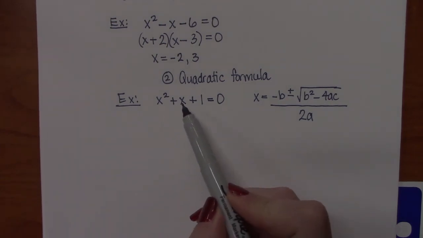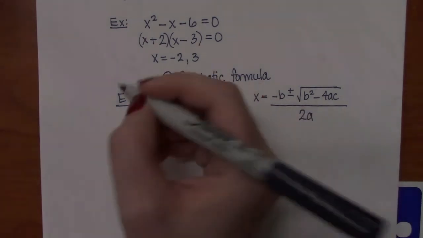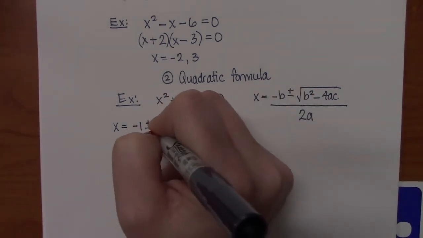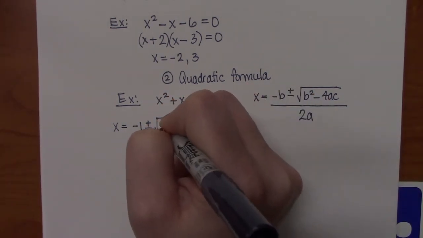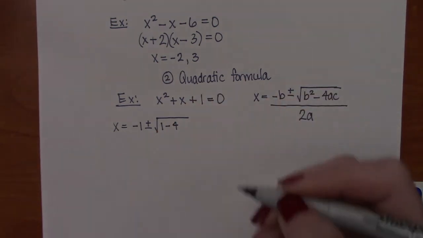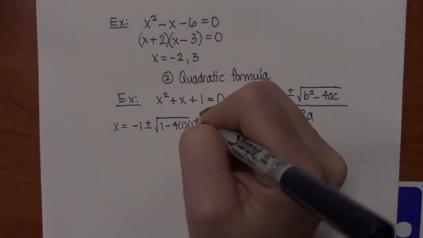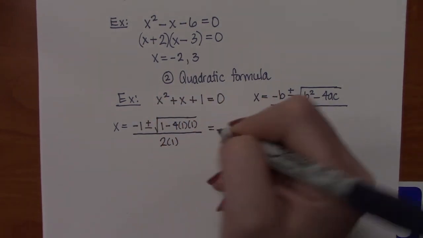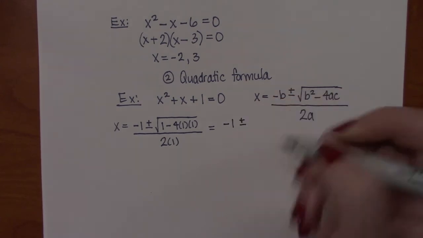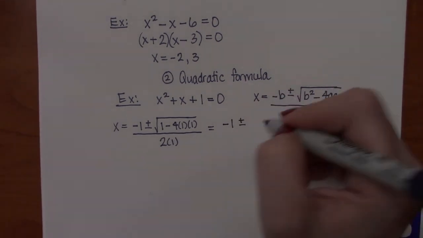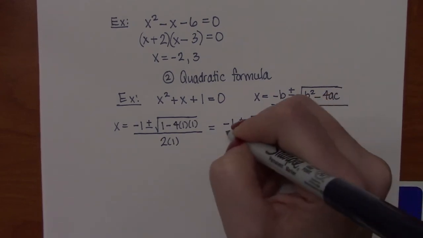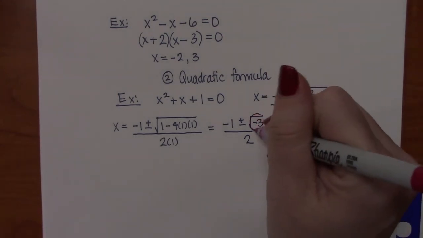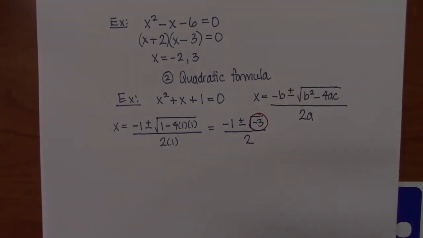Okay, so if we try to solve this using this formula, clearly a is 1, b is 1, and c is 1. So x is going to be -1 plus or minus the square root of 1 minus 4 times 1 times 1, all over 2 times 1. If I take this out one more line, under the radical here I get 1 minus 4, which is -3, over 2.